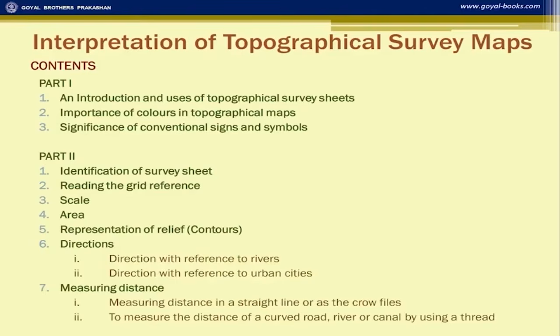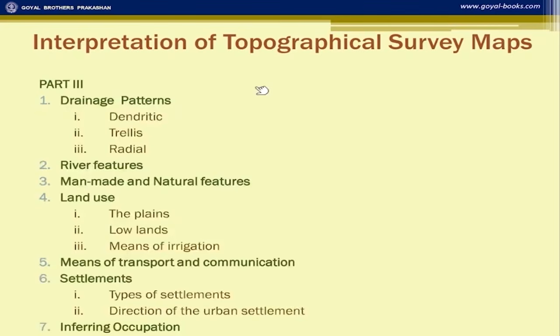This video session consists of three parts. The first part consists of an introduction and uses of topographical survey sheets, importance of colors in topographical maps, and significance of conventional signs and symbols. The second part is based on identification of survey sheets, reading the grid reference, scale, area, representation of relief, directions, and measuring distance. The third part consists of drainage patterns, river features, man-made and natural features, land use, means of transport and communication, settlements, and primary occupations.